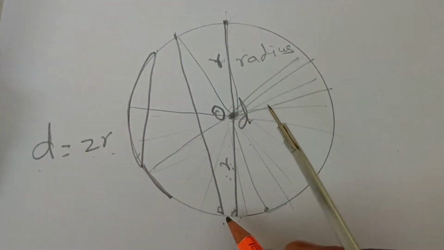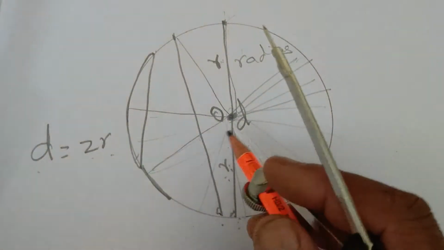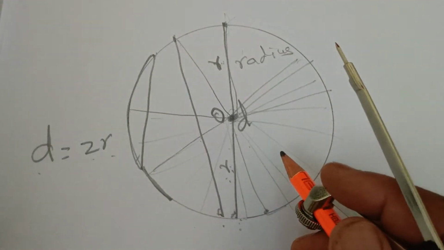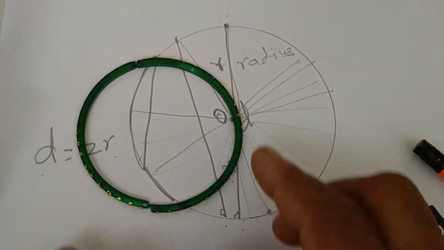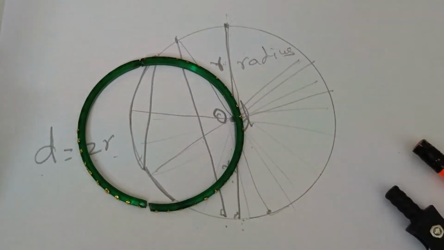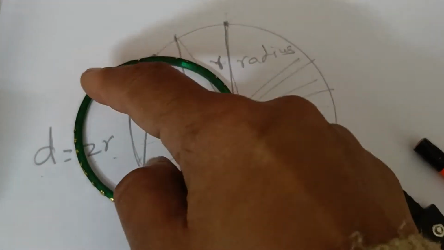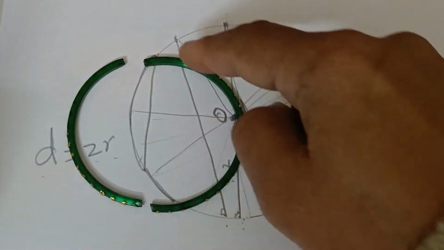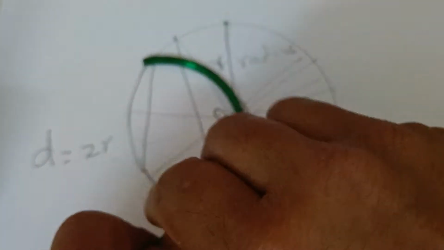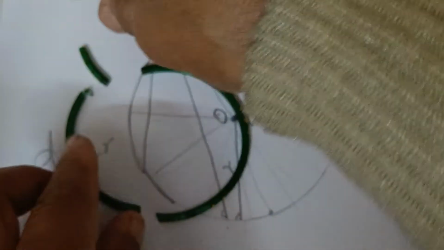A bangle is circular in shape. Take a broken piece of a bangle. See children, this bangle is a good example of a circle. Now if you break it, this piece is an arc. This is also an arc. If you break it again further, this piece is an arc too.